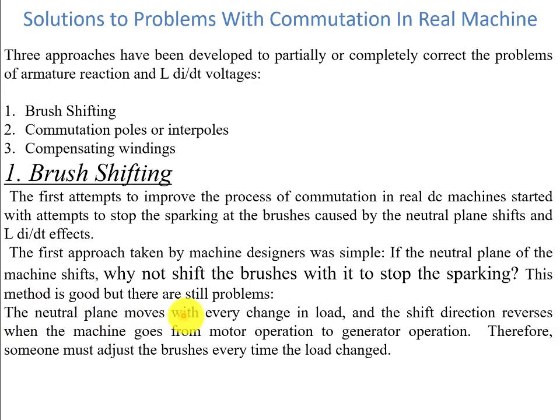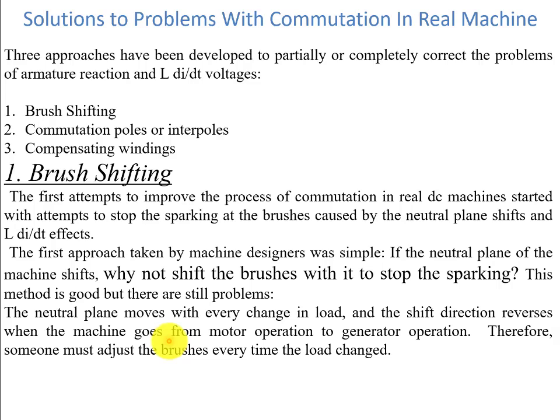The neutral plane moves with every change in load, and the shift direction reverses when the machine goes from motor operation to generator operation. Therefore someone must adjust the brushes every time the load changes. Physically this was not possible, that we can make the brushes change direction every time the load is changing.